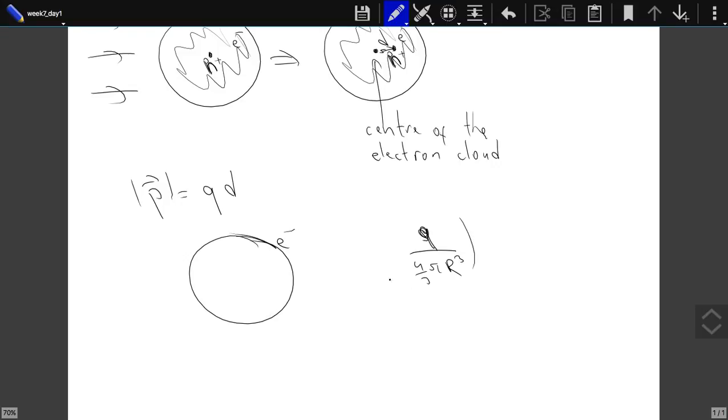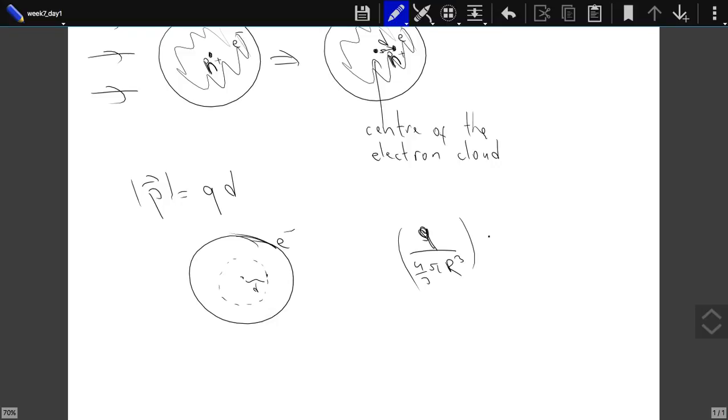Now, to calculate the electric field at a distance d from the center, what you can do is assume a spherical Gaussian surface with radius d. So the total charge inside this volume will be, well, this is the Q over 4 over 3 pi r cubed, which is not the total, but the charge density.